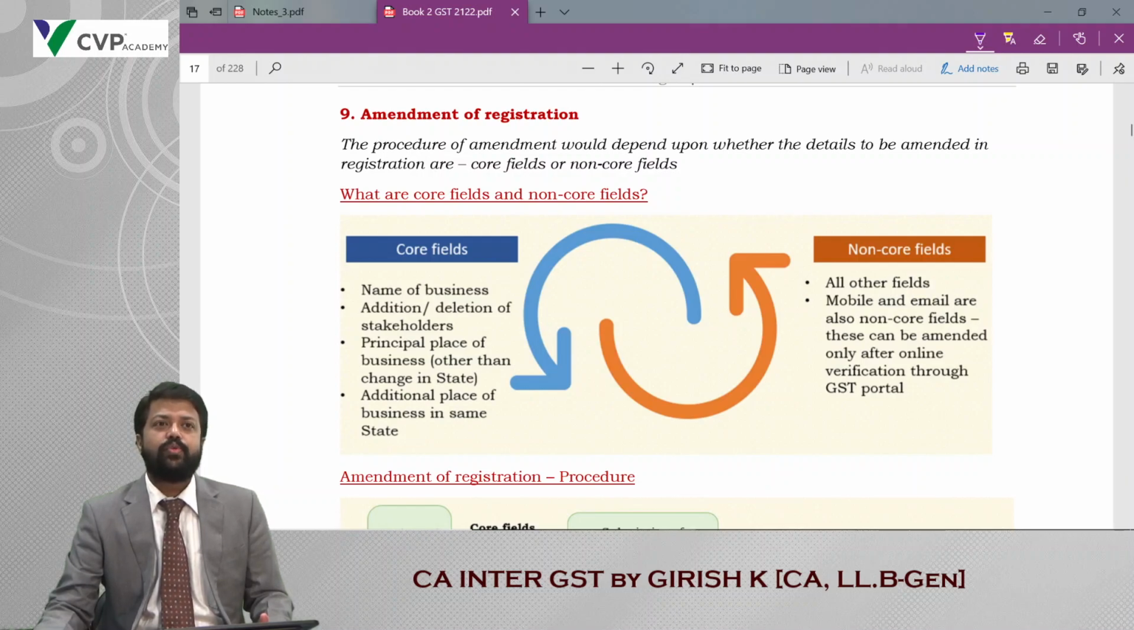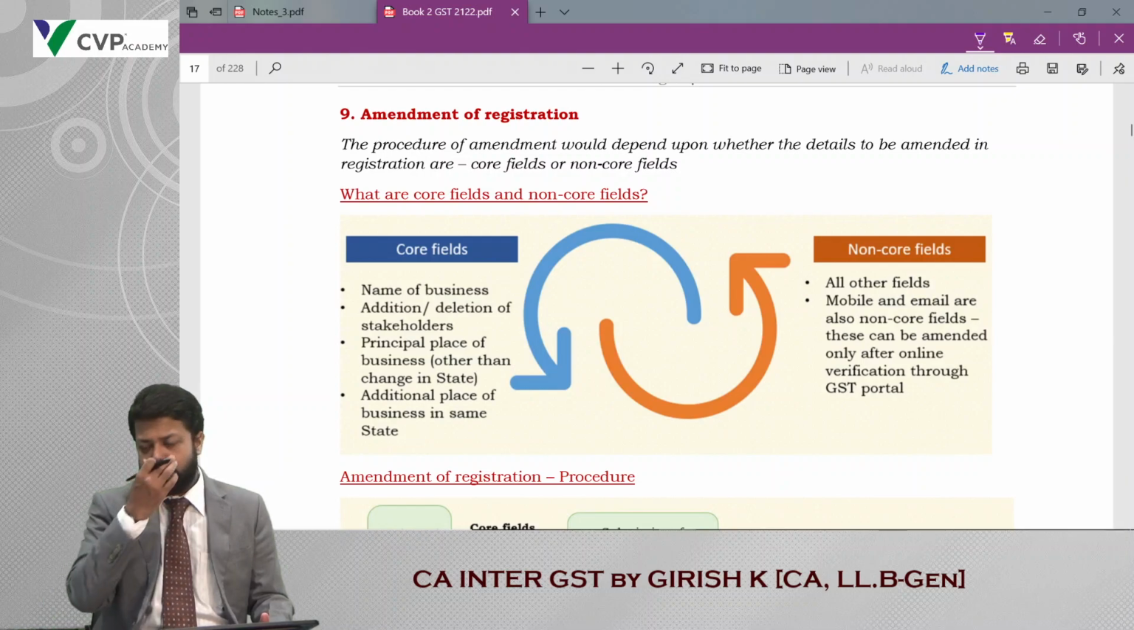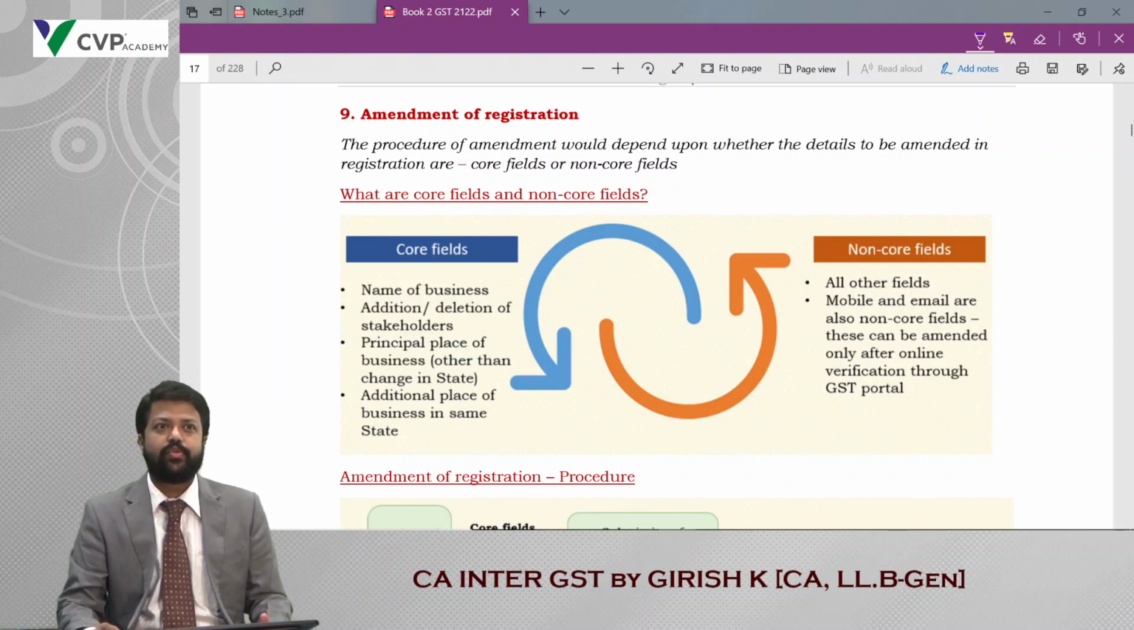So I need to make those changes in my registration certificate, because earlier I must have given the address pertaining to only A as my place of business, but the department or the authorities need to know that I am also having another place of business under my registration of GST. So I need to add that place as an additional place of business.